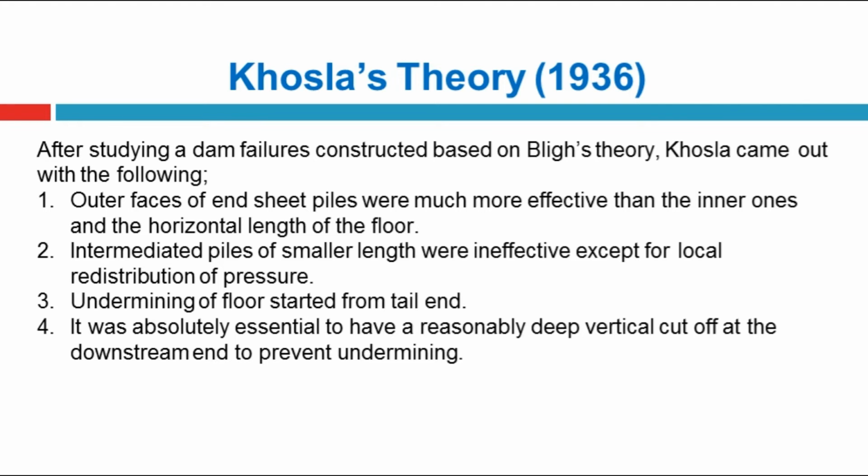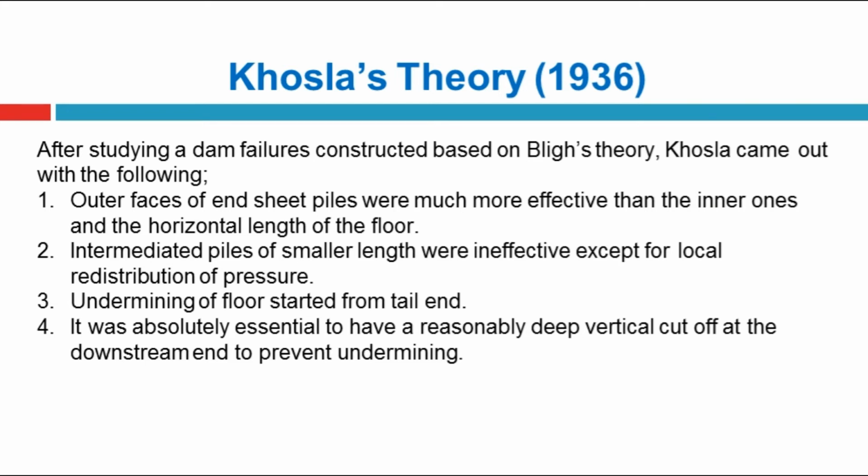The particles would move with the flow of water, thus causing progressive degradation of the subsoil, resulting in cavities and the ultimate failure. It was absolutely essential to have a reasonably deep vertical cutoff at the downstream end to prevent piping. Khosla and his associates carried out further research work to find the ultimate and complete solution of the problem. The rational solution given by them is now known as Khosla's theory.